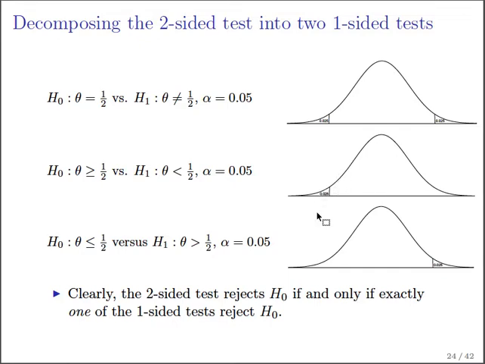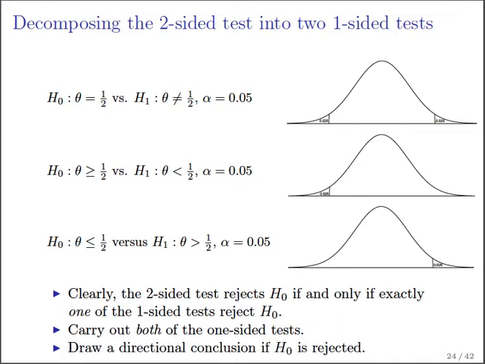These are all 0.025s here, though it's too small to see. You carry out both of the one-sided tests. And from the one-sided tests, you could draw a directional conclusion if the null hypothesis is rejected. So it's a kind of a trick. It's also, by the way, a multiple comparison, a kind of a follow-up test.